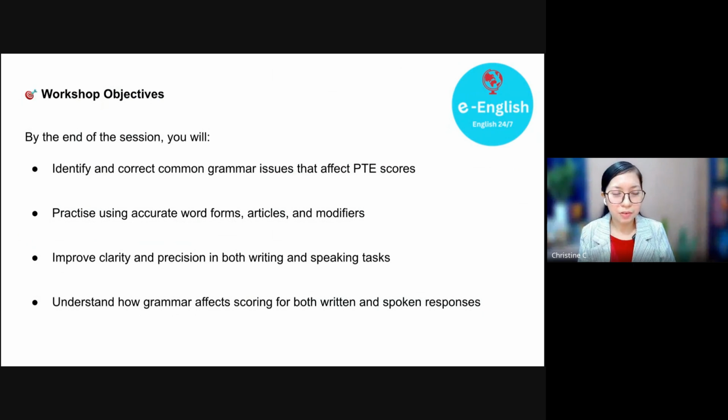Okay, so our workshop objectives for today: by the end of the session, you will be able to identify and correct common grammar issues that affect PTE scores. You'll be able to practice using accurate word forms, articles, and modifiers. You'll be able to improve clarity and precision in both writing and speaking tests. And of course, understand how grammar affects scoring for both written and spoken responses.